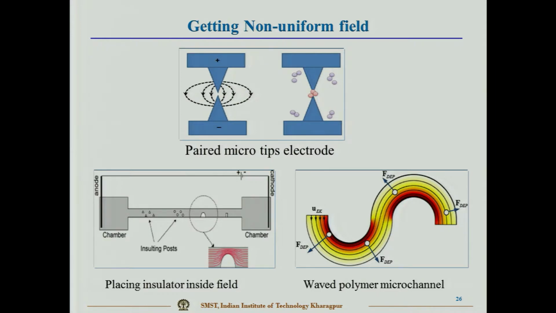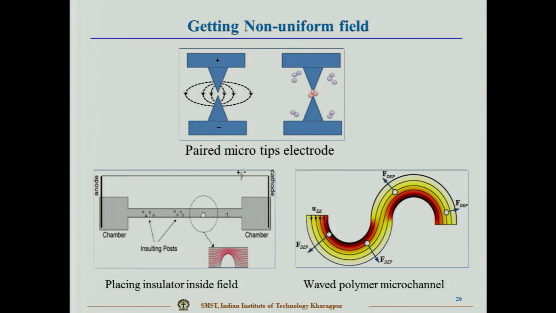So, one way I can have an electrode like this, a planar electrode with tips pointed toward each other. If I apply a voltage, the electric field distribution will be like this. The maximum electric field will be here and the minimum electric field will be within this region. When the particle flows through this and the electric field is applied, the positive DEP particle will be accumulated or trapped at this region, whereas the negative DEP particle will be trapped in this region.